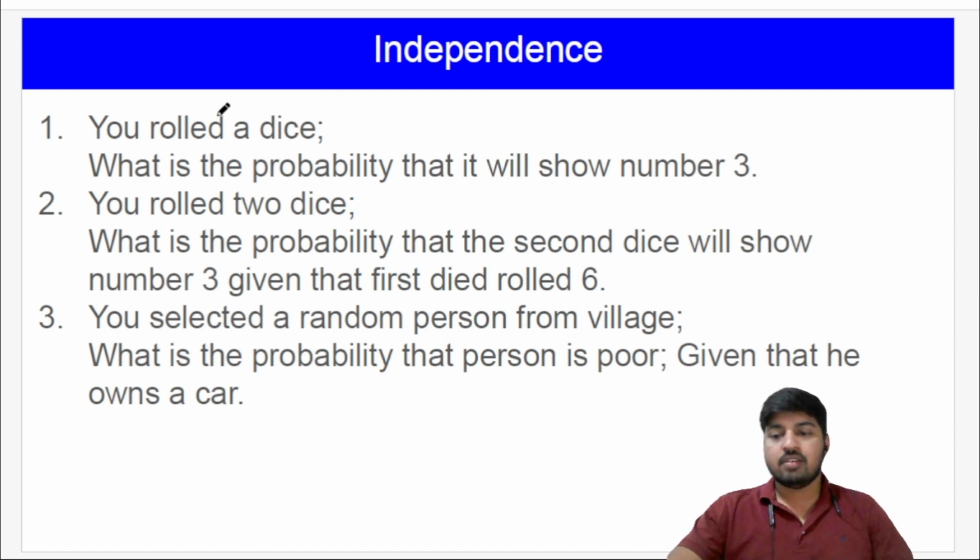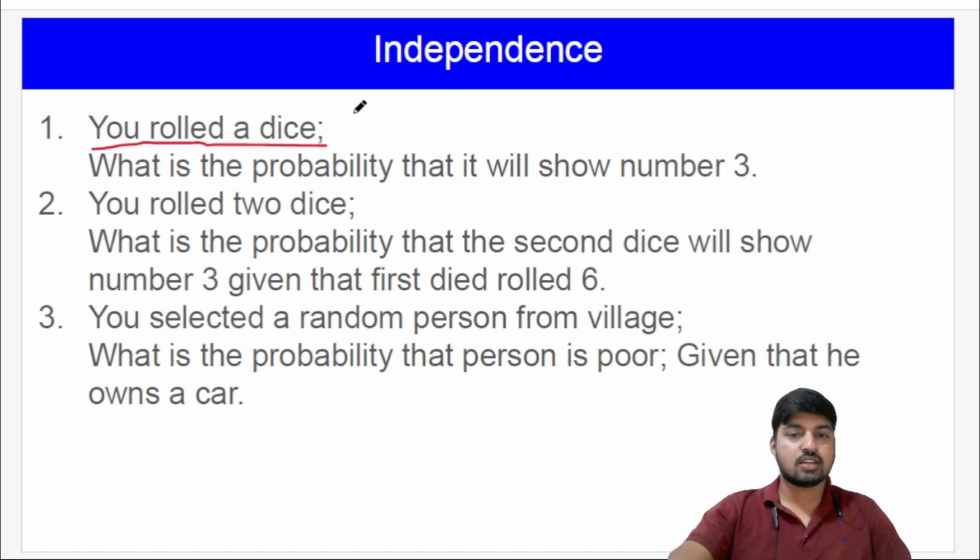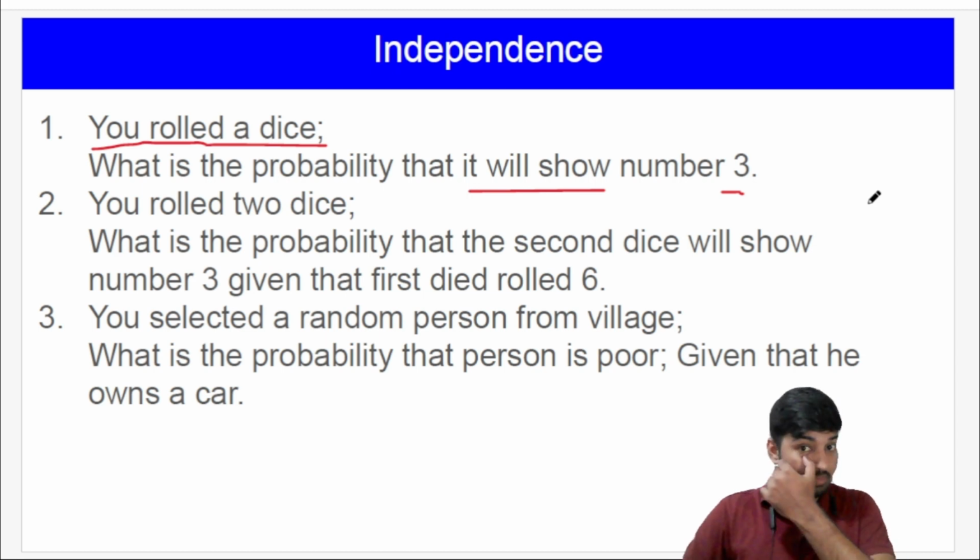Now, statistics is part of mathematics, so you cannot run away from problems and calculations. You always need to have something in mind and do the calculation. That's how we will do the whole part of probability. So now you have rolled a dice. You all know a dice has six faces, numbered 1 to 6. What is the probability that it will show the number 3? Can anyone tell me, with calculation, what is the probability that I will get the number 3?